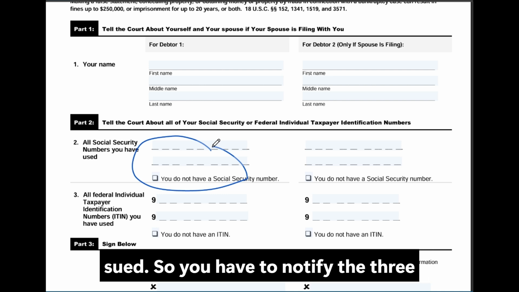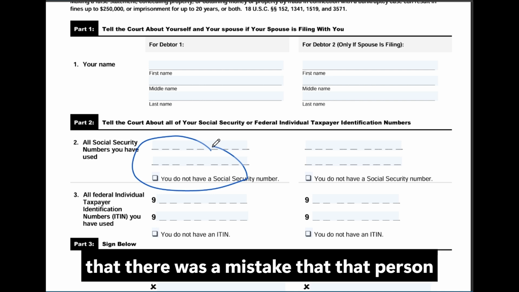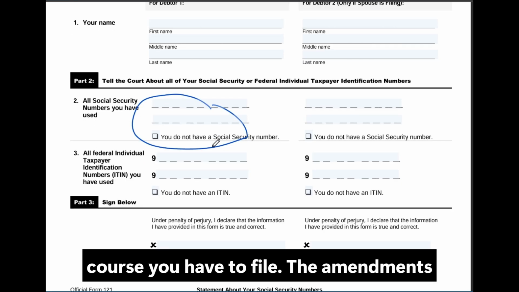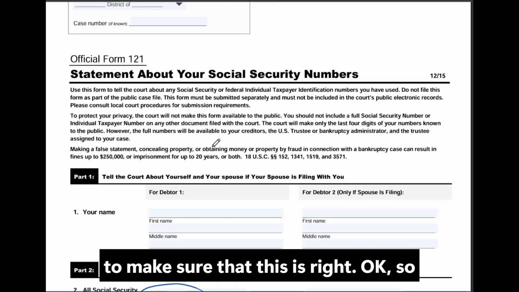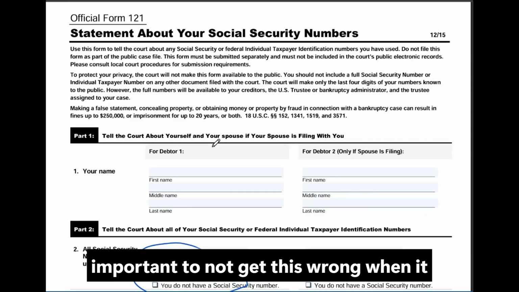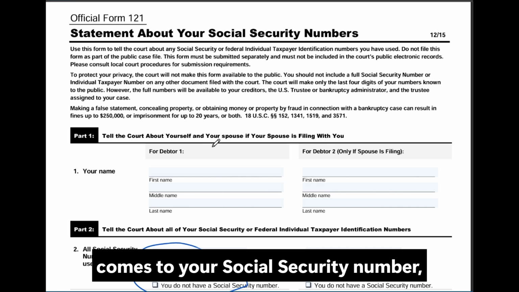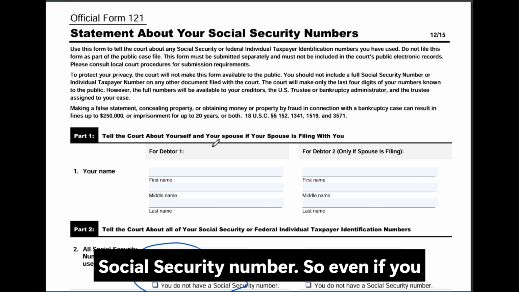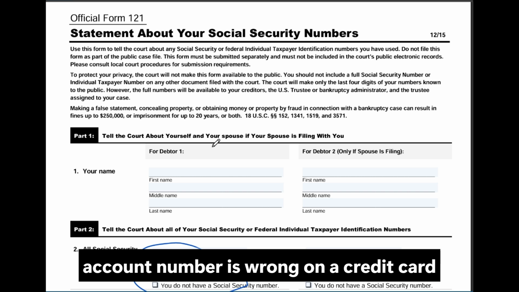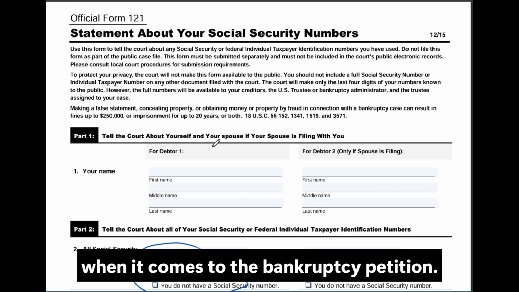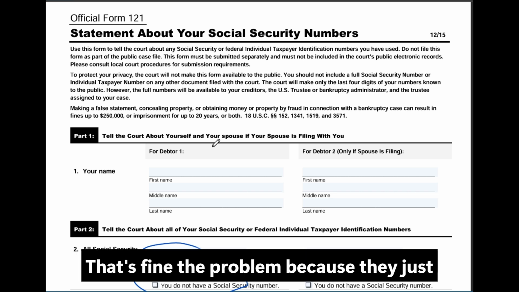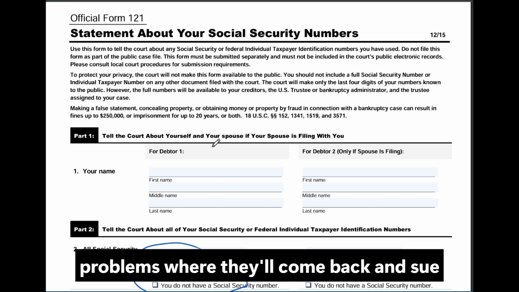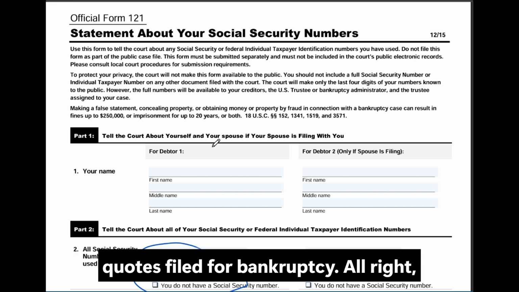So you have to notify the three credit reporting bureaus, let them know that there was a mistake, that that person did not file for bankruptcy. And then, of course, you have to file the amendments to make sure that this is right. Okay, so it's a short video, but it's very important to not get this wrong when it comes to your social security number, especially since the creditors are also going to wipe out your debt based on your social security number. So even if you don't put down an account number, or the account number is wrong on a credit card when it comes to the bankruptcy petition, that's fine, because they just go off your social security. If they don't have it, now you can see even those problems where they'll come back and sue you eventually, because you never, within quotes, filed for bankruptcy.